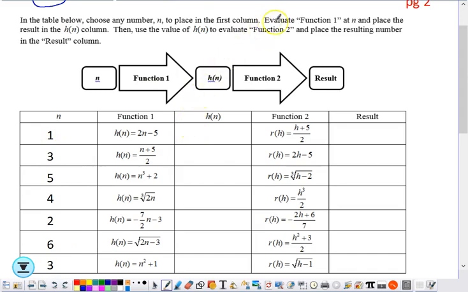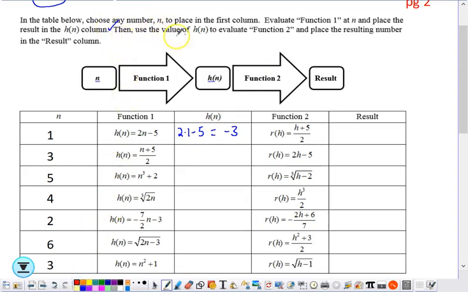Okay. The directions say, evaluate function 1 at n and place the result in the h of n column. So let's do that. I'm going to put 1 into function 1. So 2 times 1 minus 5. 2 times 1 is 2 minus 5. So now that is in the h of n column. Check. I did that. Switch colors.